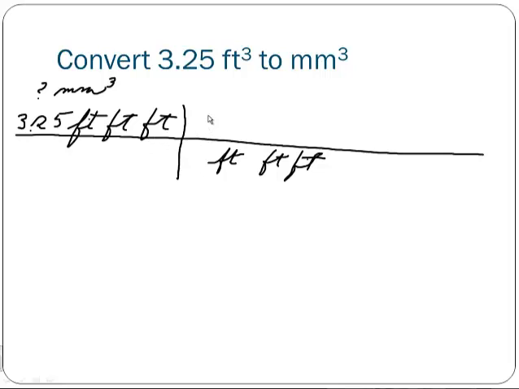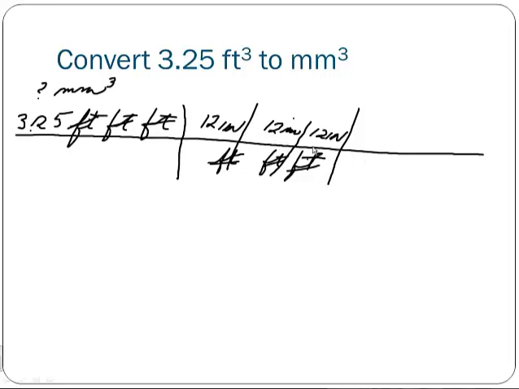All right, so I'm going to say 12 inches, because I know there are 12 inches in a foot. 12 inches and 12 inches. So I have 12 inches, 12 inches, 12 inches. And now I know that foot will cancel out. Foot cancels foot. Foot cancels foot. Foot cancels foot. And I have inches, inches, inches at this point.